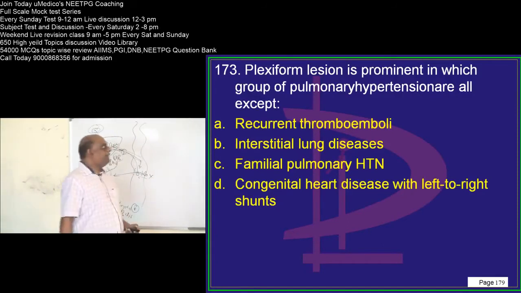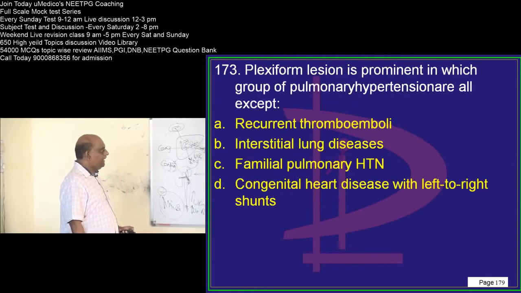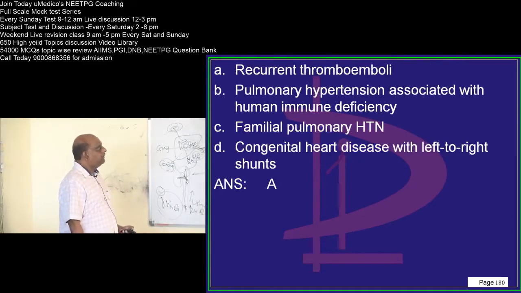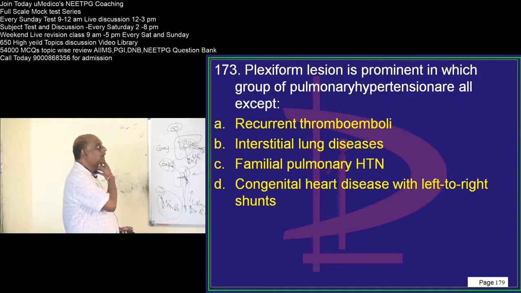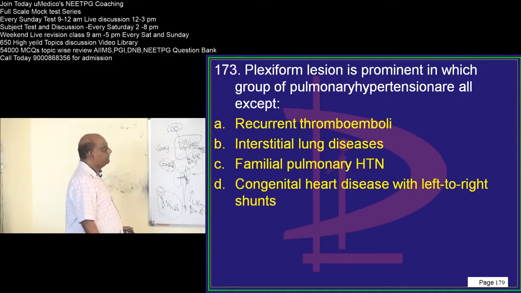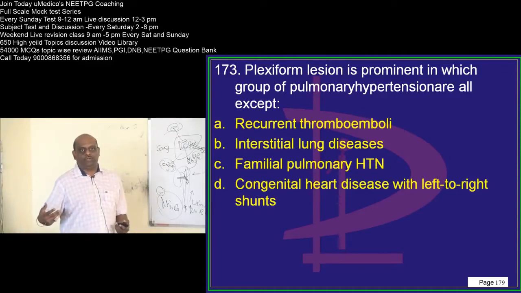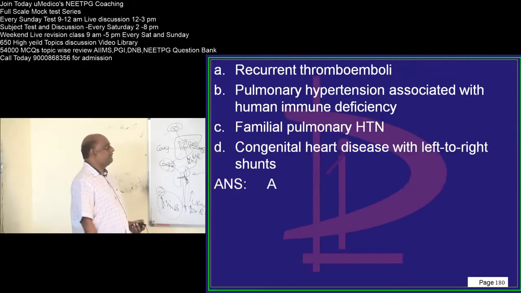Plexiform type of pulmonary hypertension, where do you see it, doc? Plexiform pulmonary hypertension is familial. Interstitial lung disease due to chronic hypoxemia can lead to pulmonary vasoconstriction. And any congenital heart disease also leads to chronic hypoxia, leading to pulmonary vasoconstriction and plexiform pulmonary hypertension, but not with thromboemboli.